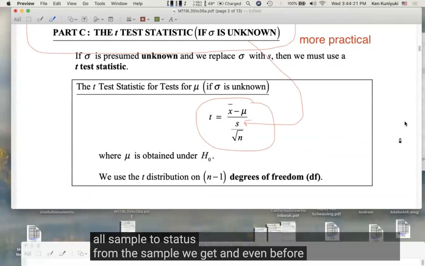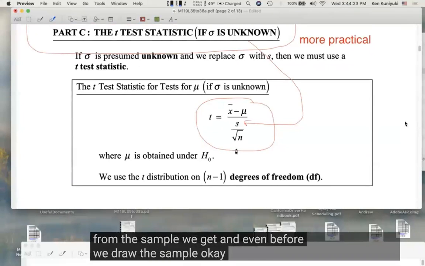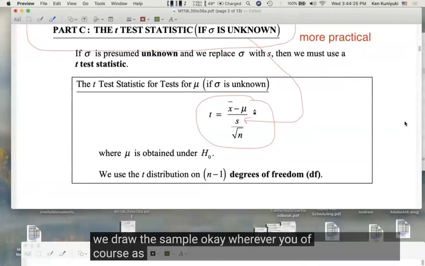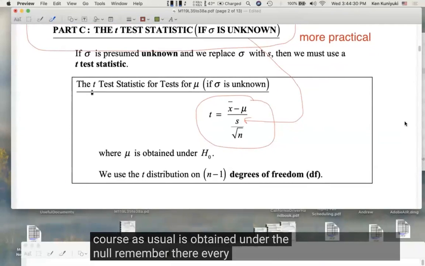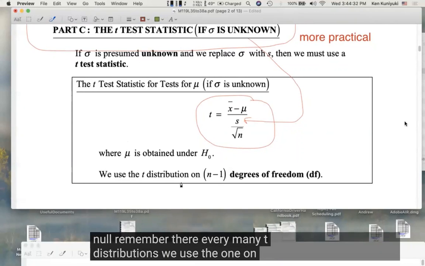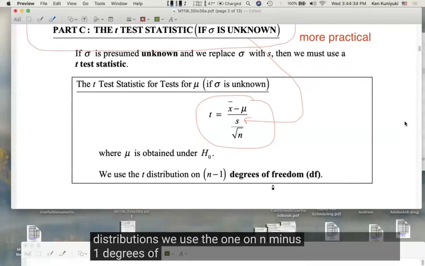We get N even before we draw the sample. Okay. Where mu, of course, as usual, is obtained under the null. Remember, there are infinitely many t distributions. We use the one on n minus 1 degrees of freedom.